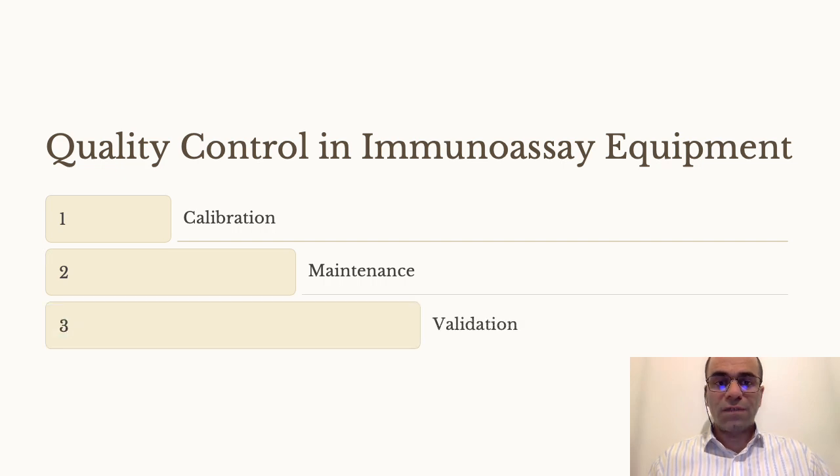The third one is validation. Comprehensive validation confirms system performance meets specification, including precision testing, linearity assessment, and comparison with reference methods. Effective quality control processes are essential for maintaining the reliability and accuracy of immunoassay equipment. These three interconnected steps form the foundation of a robust QC program that ensures consistent results and regulatory compliance.